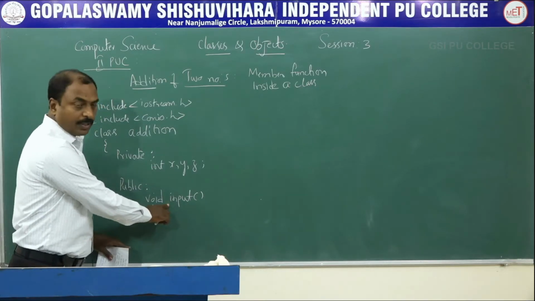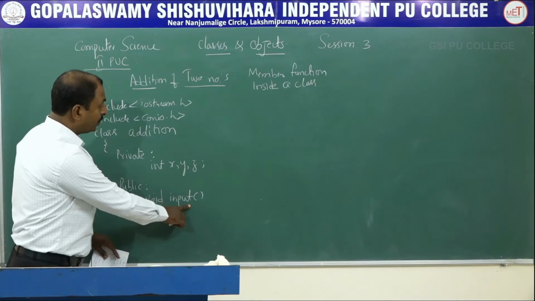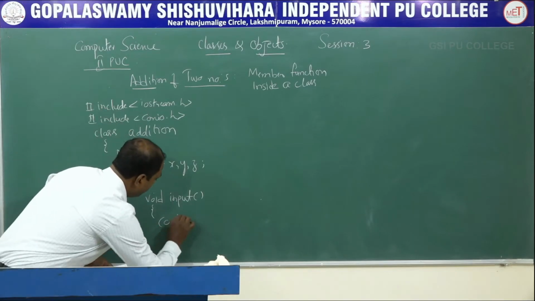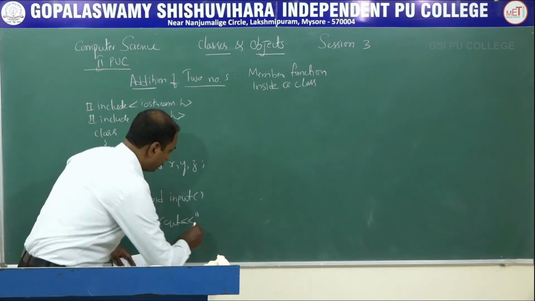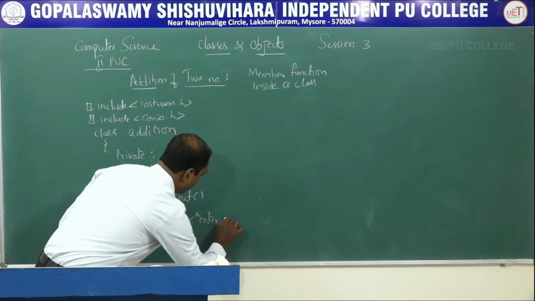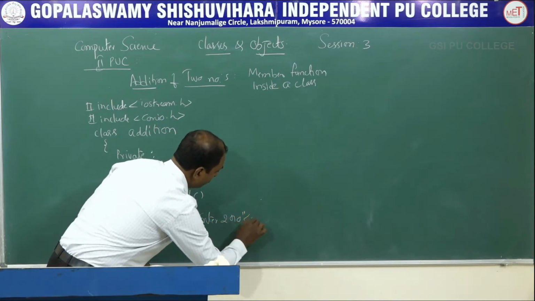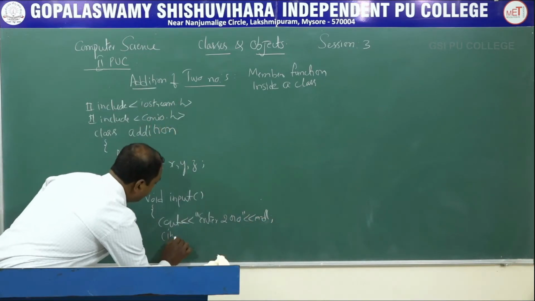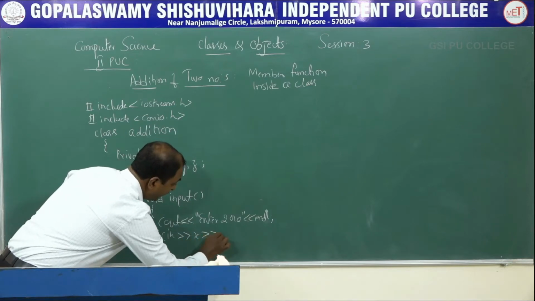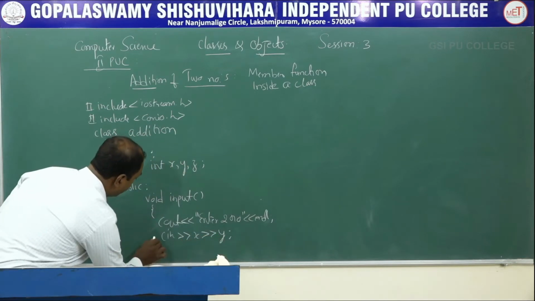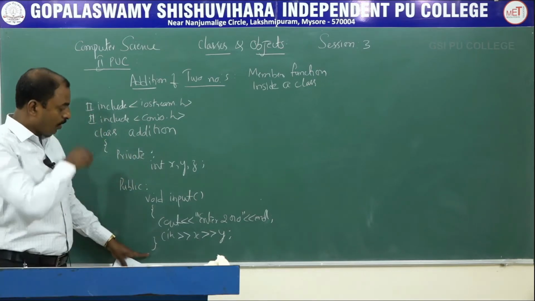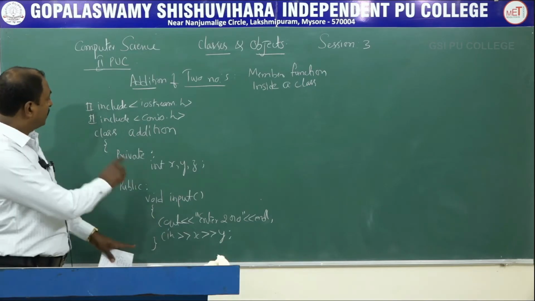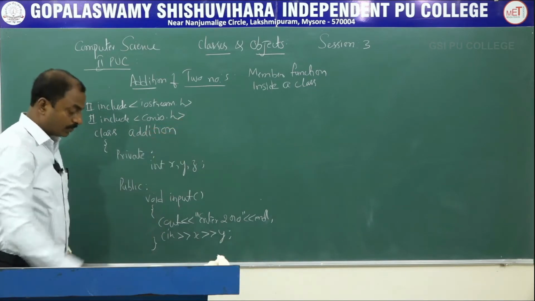Here, as I told you already, this is the function I have written, input, to accept the values for x and y. So here we say cout enter two numbers, and after this cin x, y, semicolon, and I am closing this. So this is an example of a function definition inside a class, because the class you have opened here has to be closed at the end.